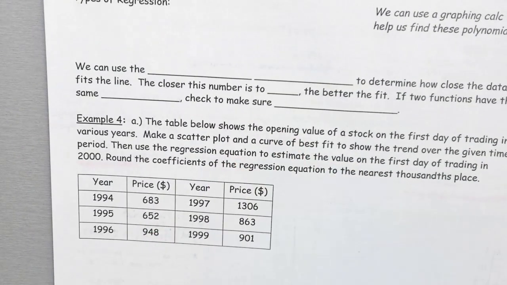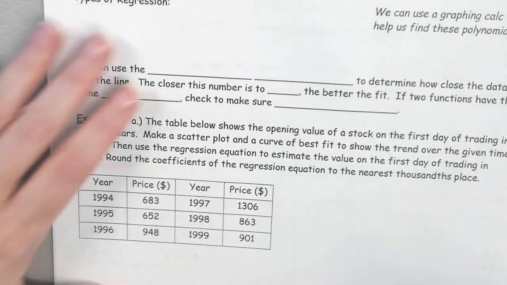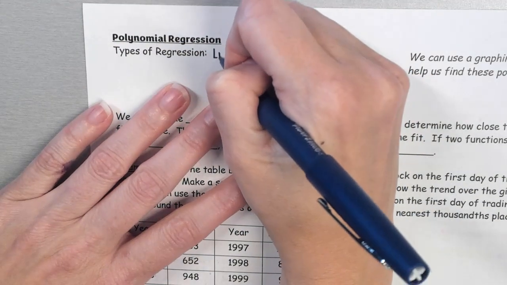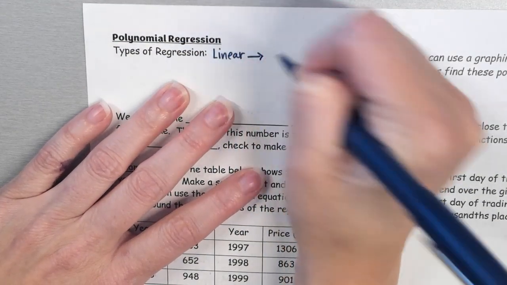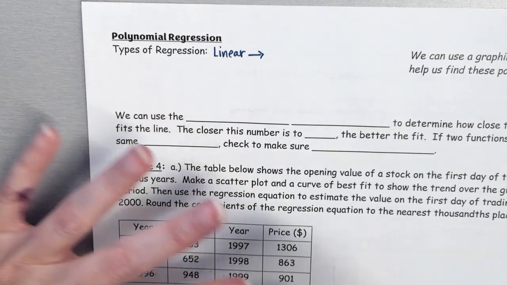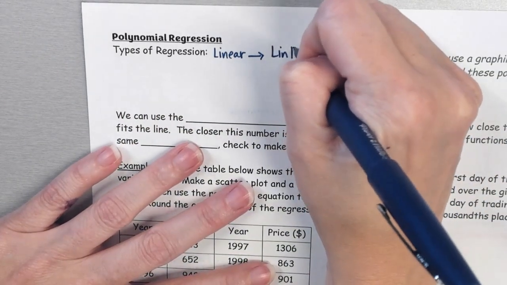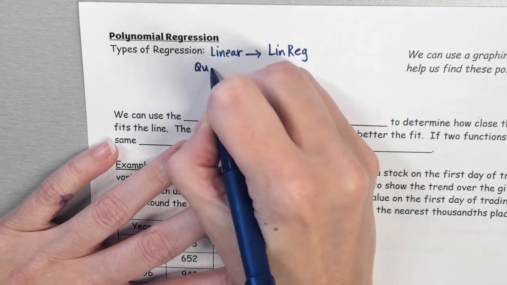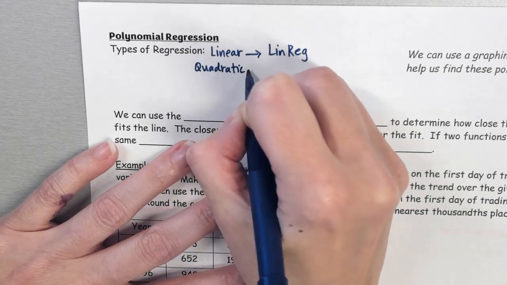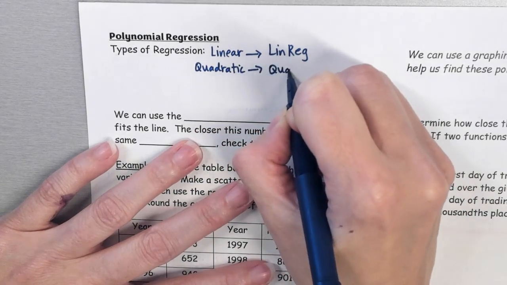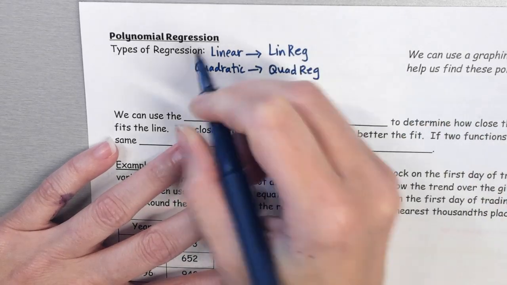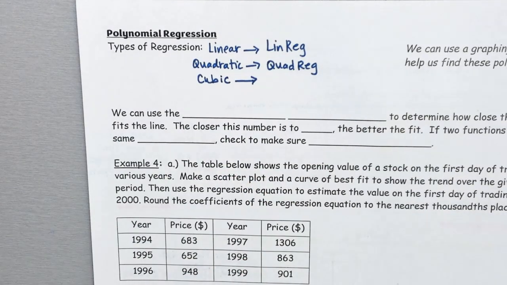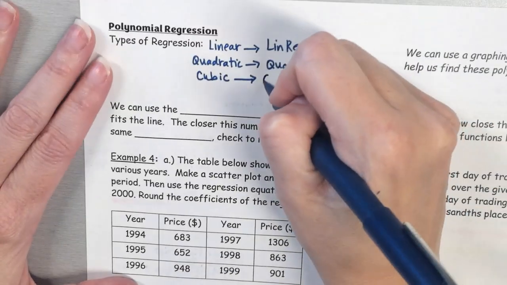So polynomial regression, the 4 types we're going to focus on are linear, and each of these have nicknames. So if it is linear, on your graphing calculator, you're going to see this as linreg, linear regression. If it is quadratic, it's called quadreg. If it is cubic, you would think it would just be called cubereg, but it's not. It's cubic reg.